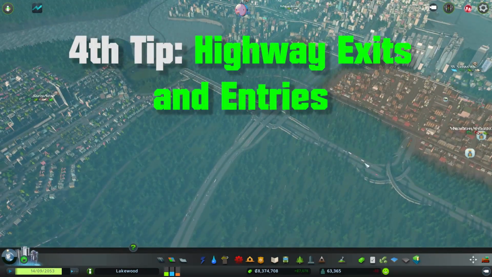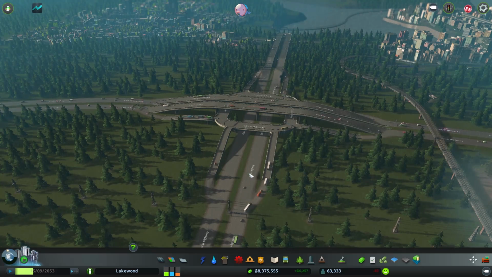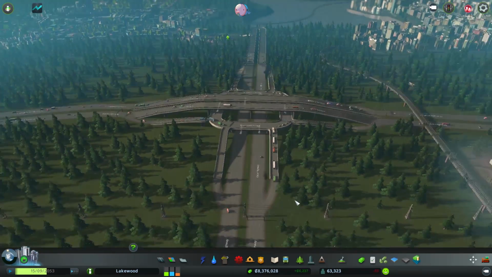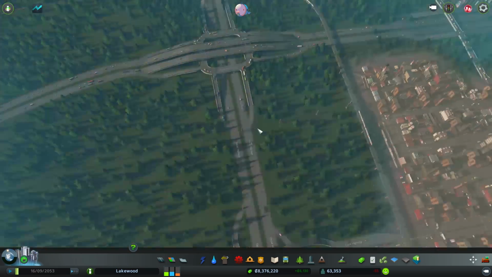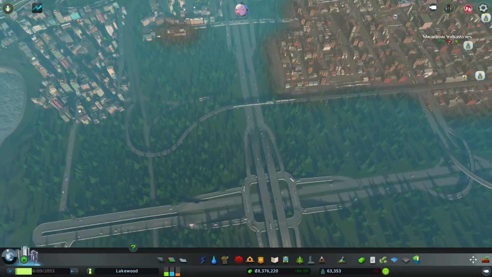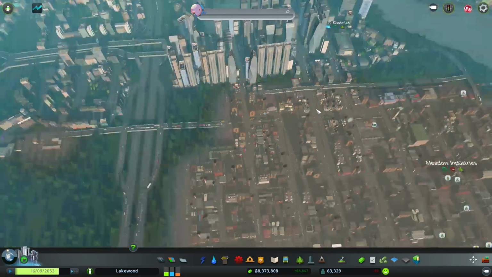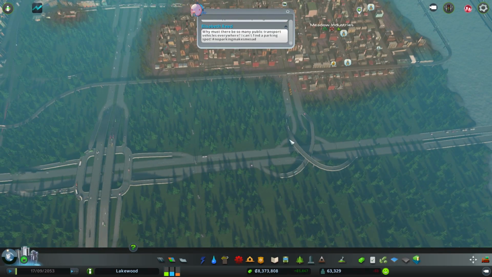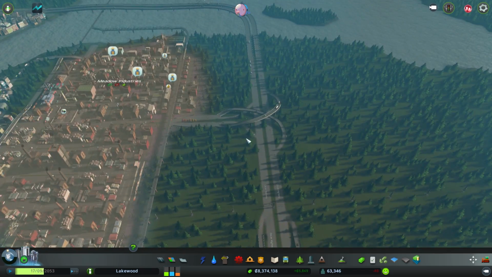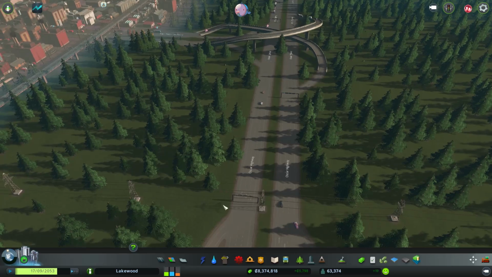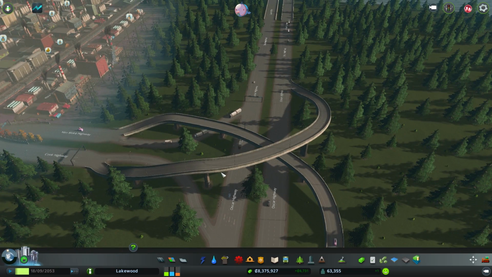Fourth tip, or tip number 4, highway exits and entries. It's kind of interesting to see that most of the time I get a lot of traffic jams on highway exits. Normally it happens because there is only one exit to a specific area, and if you also add the fact that you built a small road exit, and that means it's not done properly, you'll even get a bigger traffic jam.